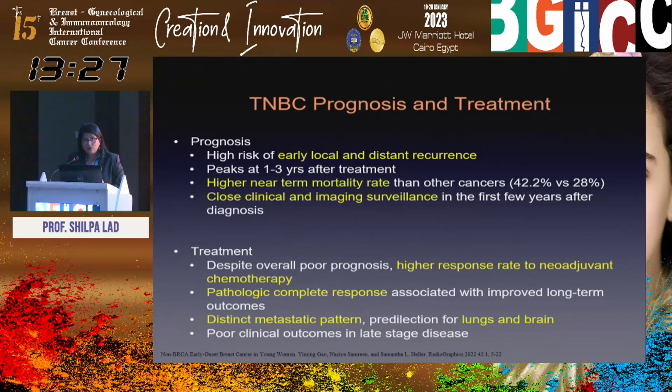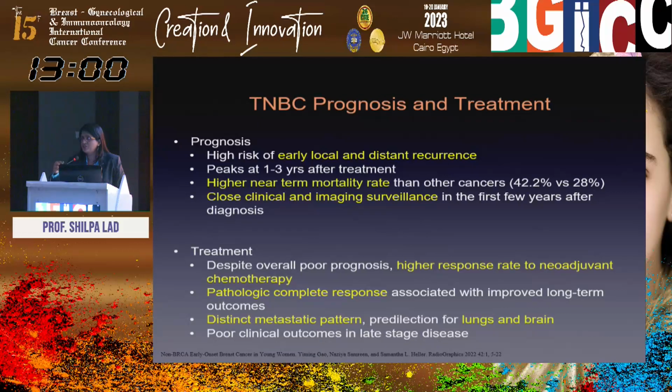Despite overall poor prognosis, their response rate to neoadjuvant chemotherapy is very good. Okay, so you will often see pathologic complete response, which is associated with improved long-term outcomes. But distant metastatic pattern is very peculiar. They have a predilection for brain and lung mets.